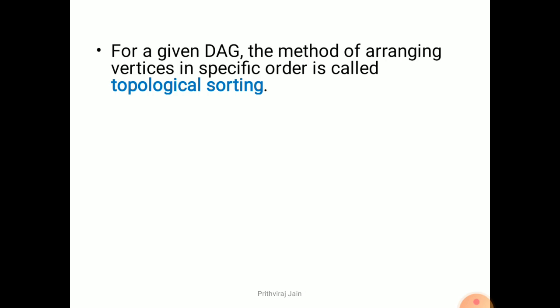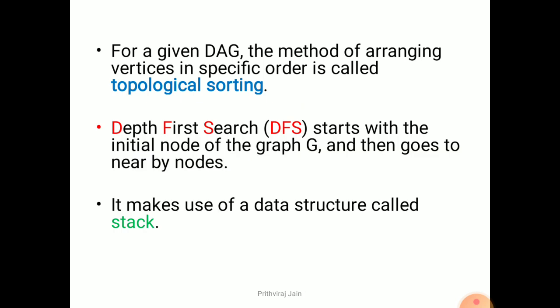As per the definition of topological sorting, for any given directed acyclic graph, the method of arranging the vertices in some particular order is called topological sorting. And DFS, that is depth first search, starts with the initial node of a graph and then goes to all its nearby vertices. Then it makes use of a special data structure called a stack.